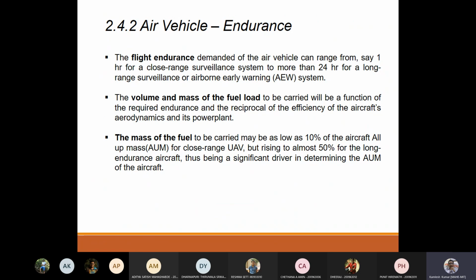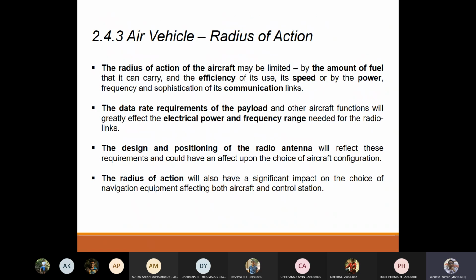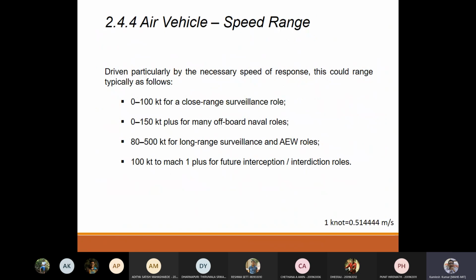Then radius of action. Some people will like 5 kilometers, some 10 kilometers, someone 300 kilometers, someone more than maybe 1000 kilometers. So what is the radius of action required? Will your payload or your communications support it or not? Whether payload related, telemetry related, or telecommand related, all should be supported within this radius of action. Then the next, speed, is also important. What is the speed of the aircraft? Based on that you can decide your vehicles.